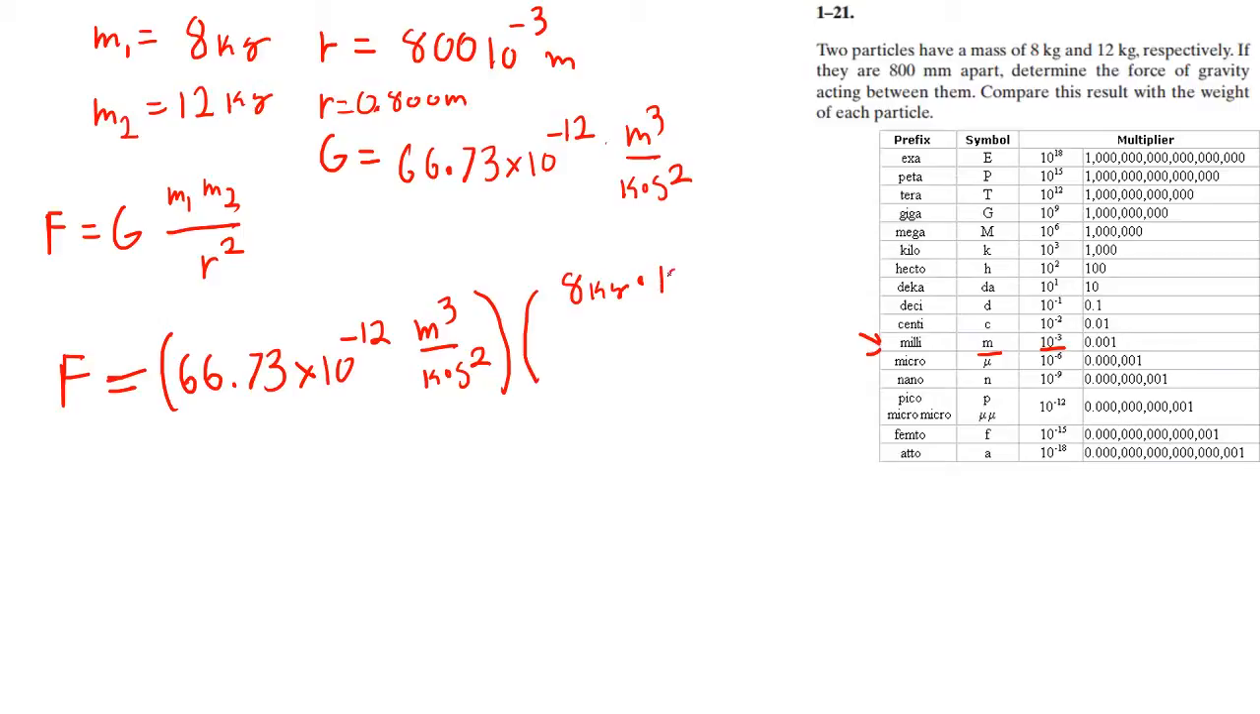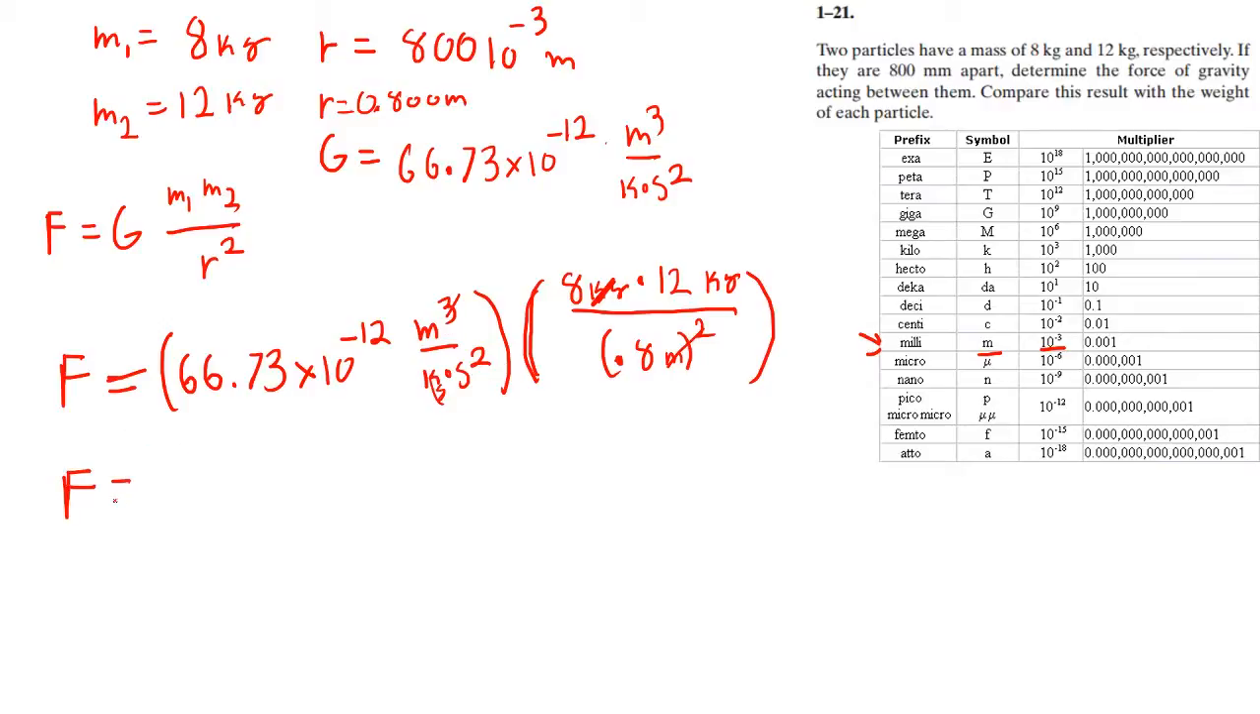So we're going to multiply that by our mass 1, which is 8 kilograms, multiply that by 12 kilograms, and that's going to be divided by our distance between the two particles squared. So in other words, 0.8 meters, and that guy's squared. To prove the units cancel to a Newton, look at this. That's a kilogram, so that cancels, left with kilogram. That cancels, and we're left with a Newton, which is a kilogram times meter per second squared. Look at that.